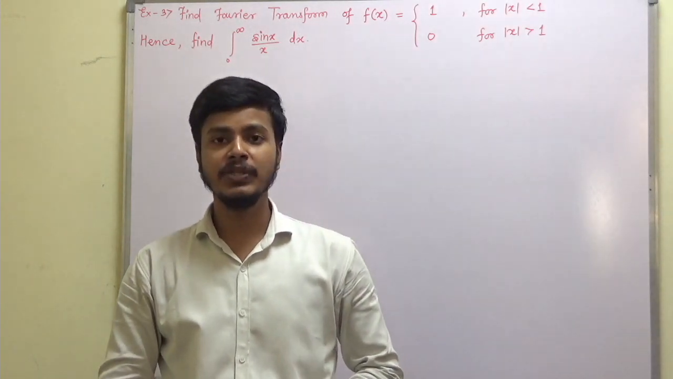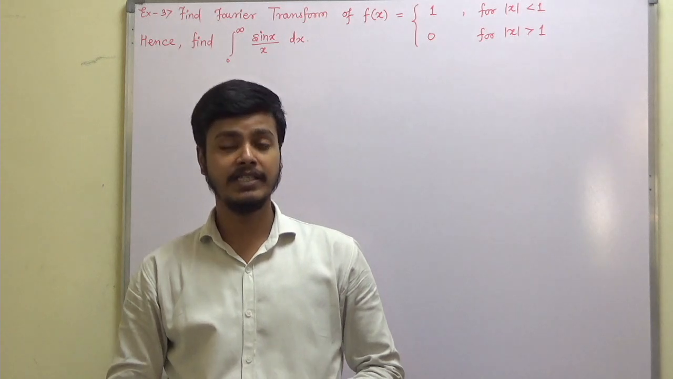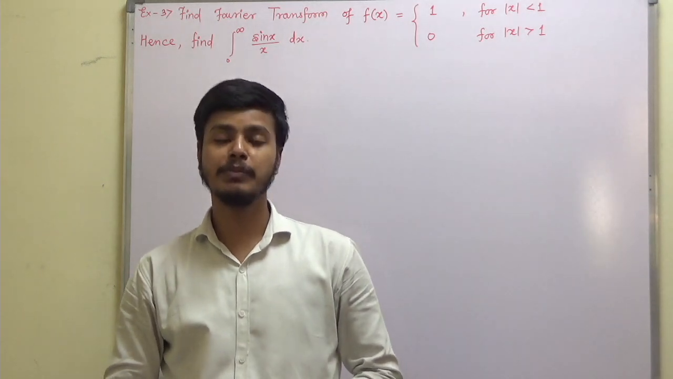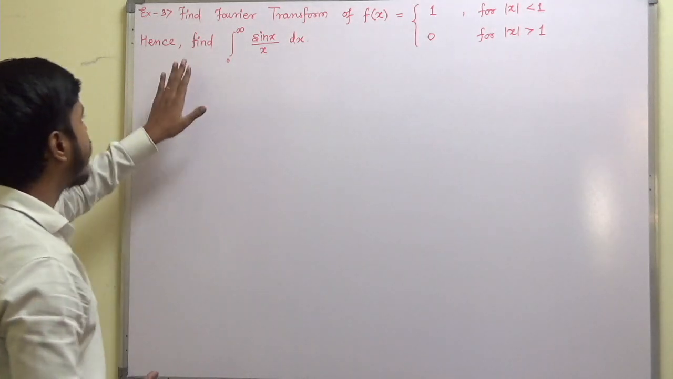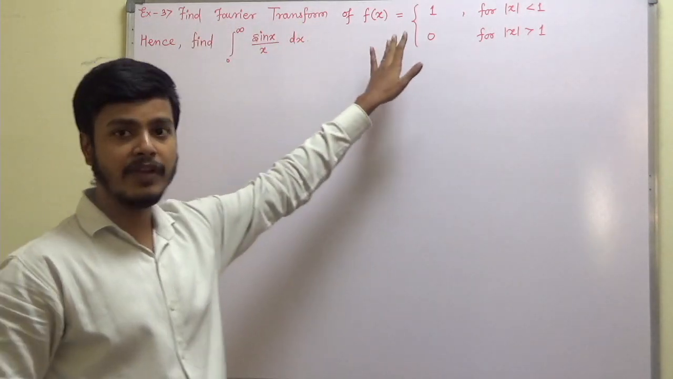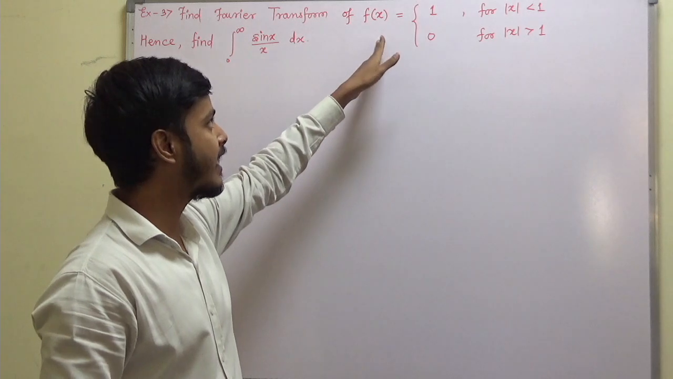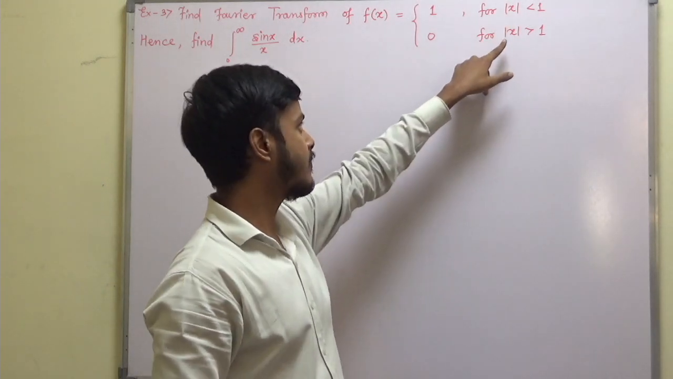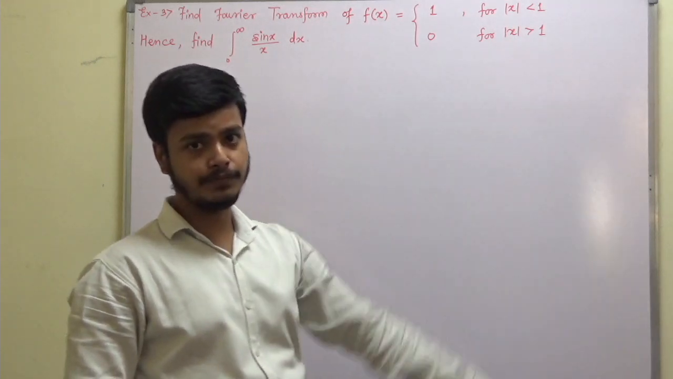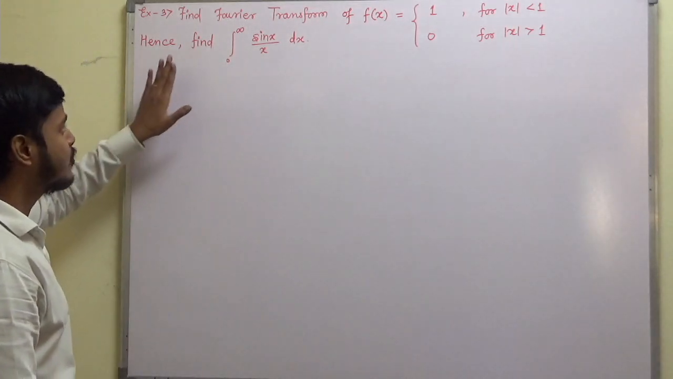In this learning video, we are going to take a variety of problem which is different from the problem that we have taken. Okay, so here as you can see, this problem says find the Fourier transform of f of x, where f of x takes values 1 and 0 for mod of x less than 1 and for mod of x greater than 1. And then we have to find out this.